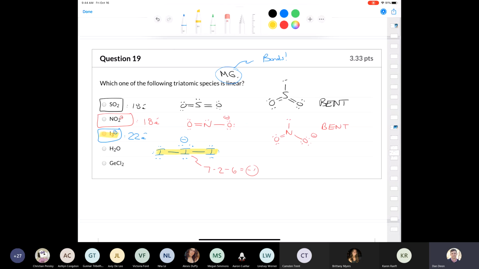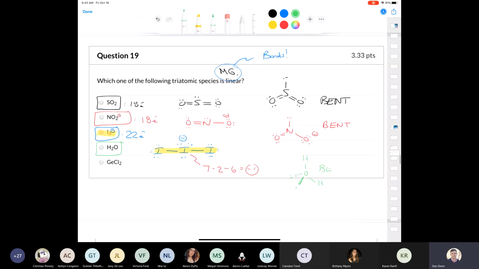And so if I look at the bonds here, I can see that I have a linear geometry. There we go. Water, I'm not going to go over water in detail because I feel like we looked at water quite a bit already in class. And I'll help you out with the molecular geometry of water. This is the VSEPR model Lewis structure of water, and it has a bent molecular geometry. And the last one, which is germanium dichloride.